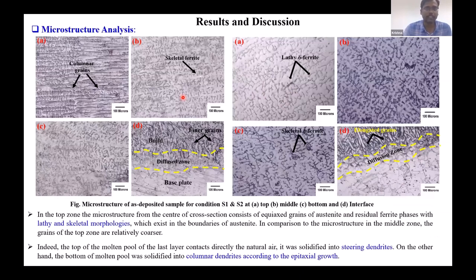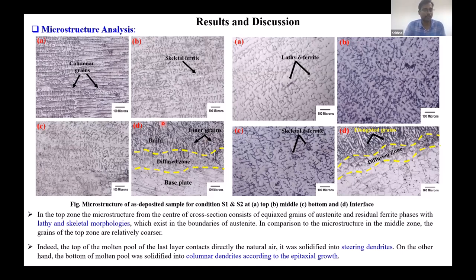These are our results for the as-deposited samples without any heat treatment. And if we see the interface, top, bottom, and middle layers, the first one is of the top, the second one is the middle, bottom, and this is the interface. At this interface, we can see some kind of diffuse zone in the first layer, and also some very fine dendrites with very fine grains.